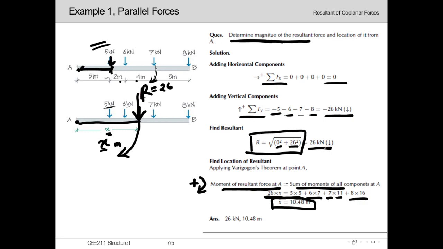So we have got the magnitude of the resultant. We have got the location at which this resultant is acting from point A. This distance is 10.48 meter.